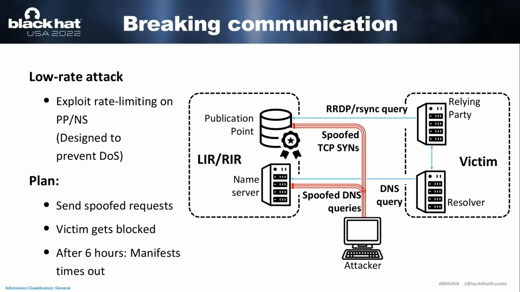What you can do as an attacker is exploit this mechanism to block communication from a known source, because you send spoofed requests, either spoofed DNS requests, which is easy because it's UDP, or you can also spoof TCP SYN packets. Some firewalls also do rate limiting for TCP SYN packets. And what this does is it blocks the victim, because you as an attacker reach the rate limit and then the victim won't get an answer anymore. And after 6 hours, the idea is that because the victim can't communicate with the publication point, the manifest times out.